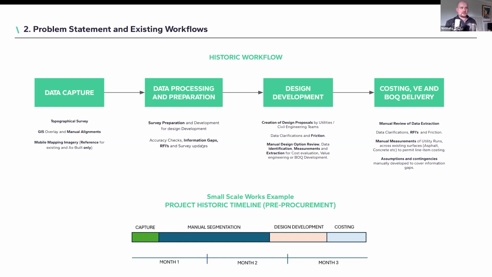Then this information is passed through to the design development environment where the engineering team will develop their design options. Again, there's further clarifications needed and frictions through RFI processes. And then there's a manual identification of the core data required for the costing exercise that has to be identified, measured, and extracted. Then from there, going into the costing exercise, you basically have a manual review of the data extraction, further RFIs, manually measuring all of the utility runs and their various surfaces that they cross, and then assumptions and contingencies to fill in the knowledge gap so the costs are actually there for procurement. So looking at the actual example use case for Hamburg, that one city block there took 3 months to realize all 4 of these stages in the existing workflows.